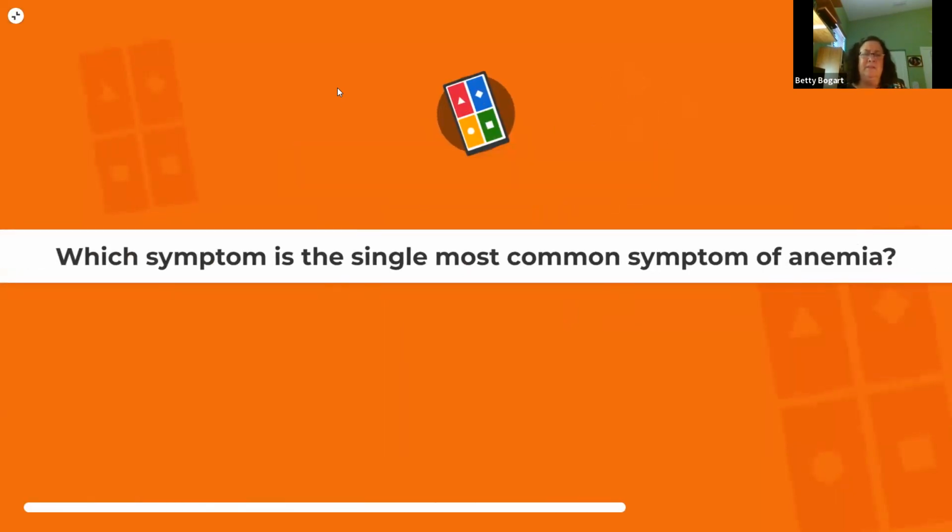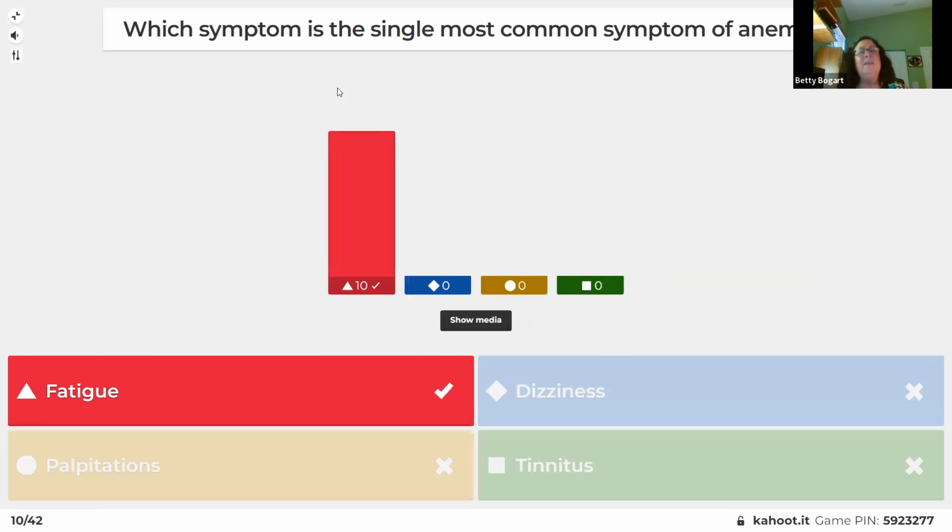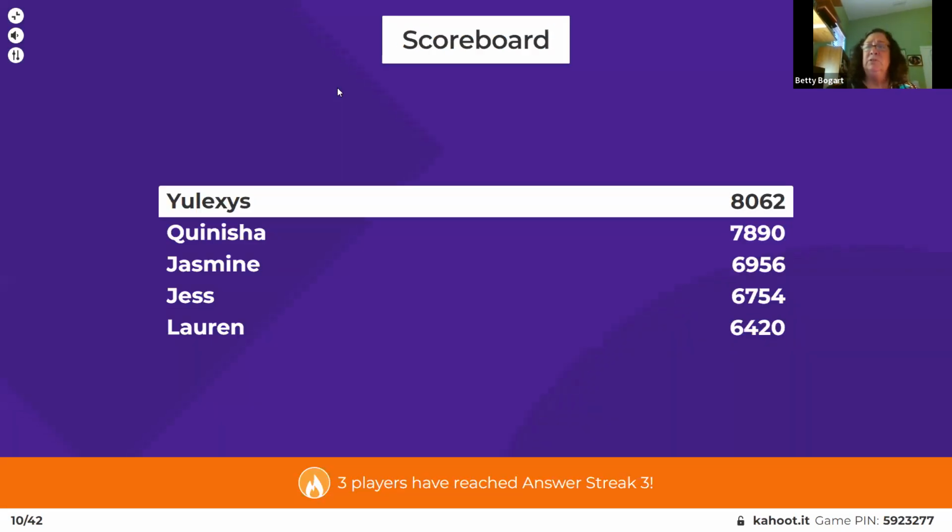Which symptom is the single most common symptom of anemia? There's many things you see, but what's the one that this assessment, this history is showing me this is an anemic, something's going on? And it's that fatigue, being tired. Why? You don't have blood cells, you don't have oxygen, and therefore an iron, and you're going to be tired all the time. Good job.